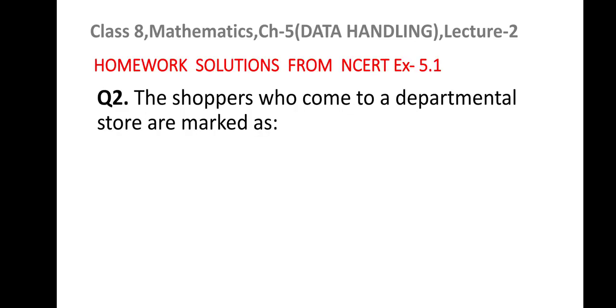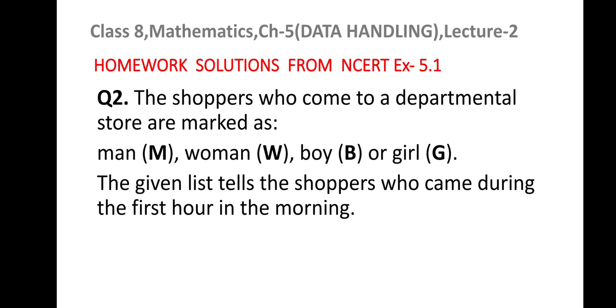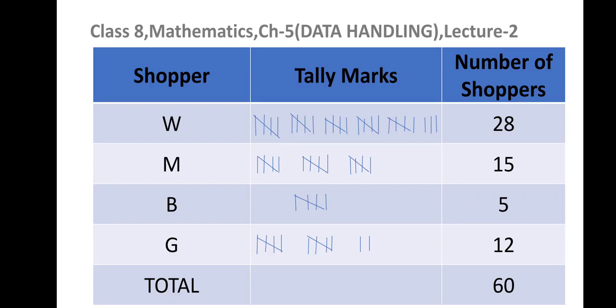Now let us see the solutions of exercise 5.1. The shoppers who come to a departmental store are marked. The given list tells the shoppers who came during the first hour in the morning. This is the list of the shoppers who came in the first hour in the morning. For this we need to make a frequency distribution table using tally marks, and we need to make a bar graph also. So this is the frequency distribution table.